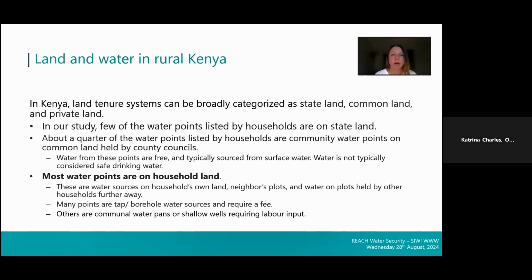Most of the water points are on household land. These are water sources that are on their own land or their neighbors' plots, or even plots that are further away and households further away. The majority of private water points on household land are taps, and others are small wells or dams. Individuals within the community can obtain water from these by negotiating with a family member of the landholder and paying a fee. Often women manage these transactions. There's also communal water pans and shallow wells that typically require labor input and are shared with neighbors and families and friends.